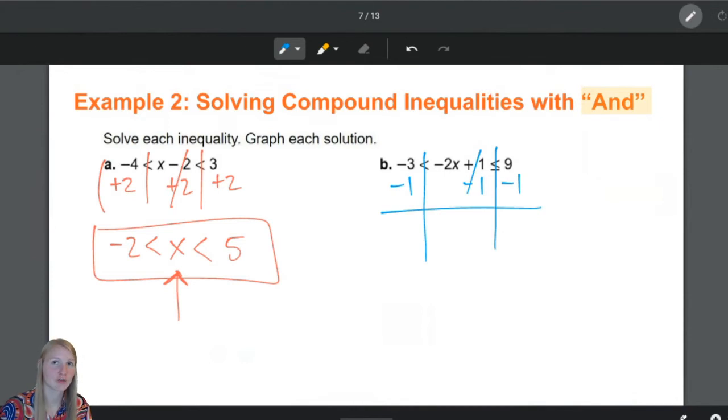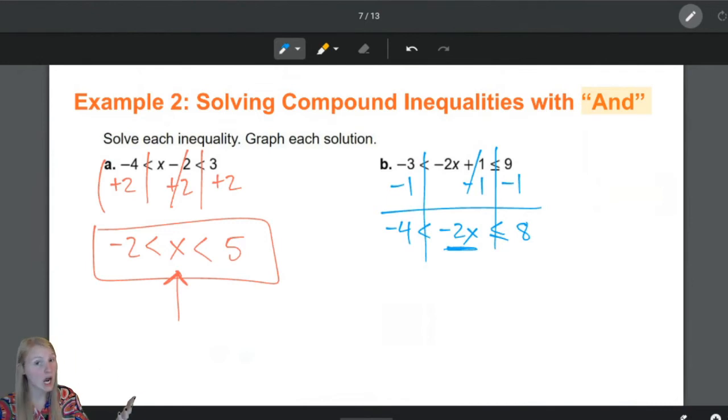And remember, if I do it to one side, I got to do it to all the sides. And now -3 minus 1 is -4. Leave the sign there, and I have -2x. Leave the sign here, and I have 9 minus 1 is 8. Okay. Now, I look in here, and I see that I have -2 times x. I'm going to do the opposite of times, and I'm going to divide by -2 on all the sides.